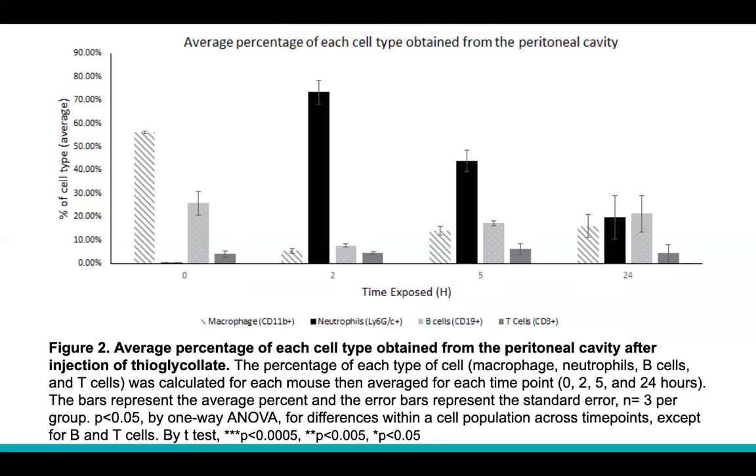B cells were significant at the 2-hour versus 5 time point with a 0.05 p-value. T cell results were not significant. Macrophages and B cells dropped from hour 0 to hour 2, then began to increase from hour 2 to hour 24.